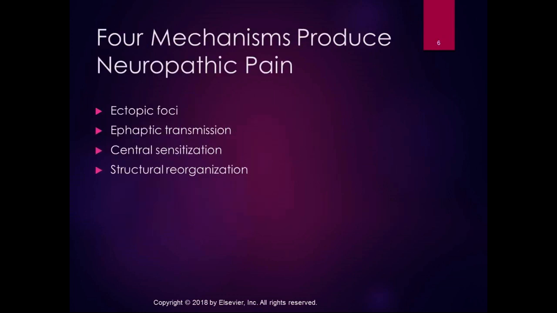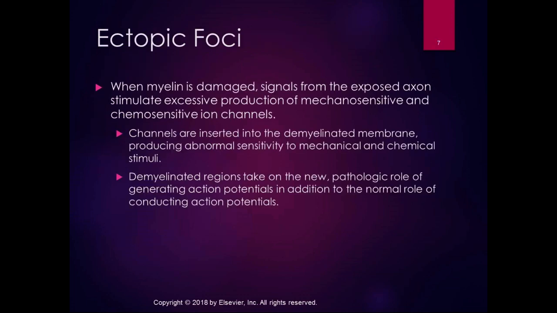So there are 4 mechanisms that produce neuropathic pain that we're going to talk about. And that's the list, but I'm going to go through each one individually. So ectopic foci. Ectopic means it's coming from an abnormal location.